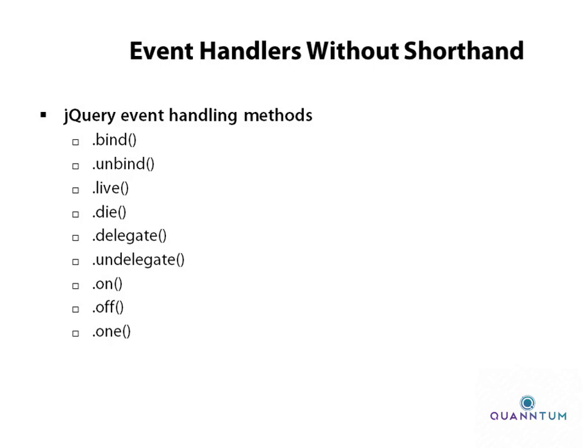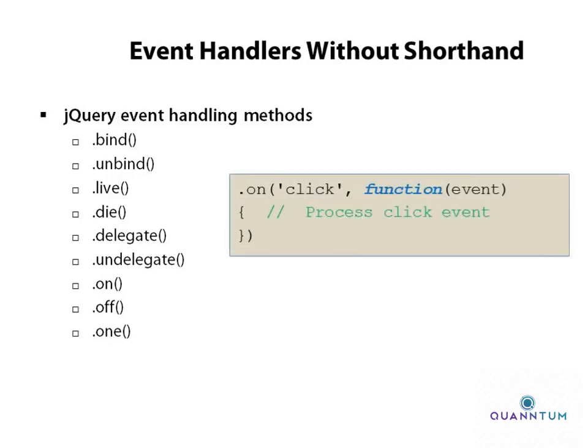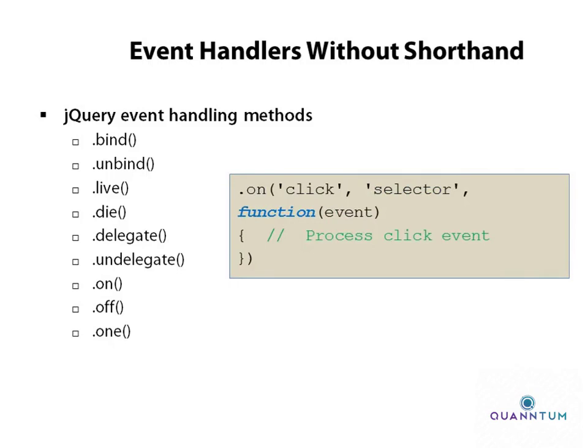The on method is called just like bind and live. We can use the on method instead of bind and live simply by changing the method name. To make it behave like the delegate method, a little tweaking is required. It can accept an additional parameter that specifies the selector to use when determining if a bubbled event should be processed. When the on method is called with this signature, it behaves just like the delegate method.